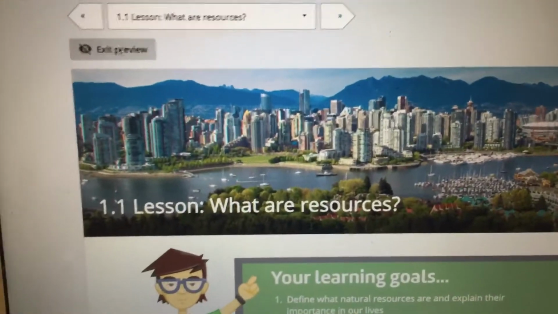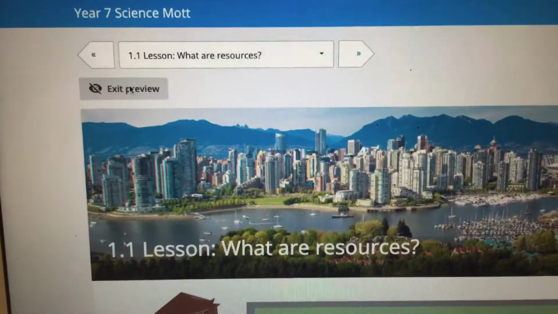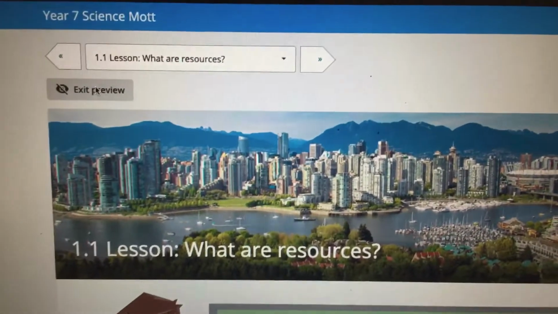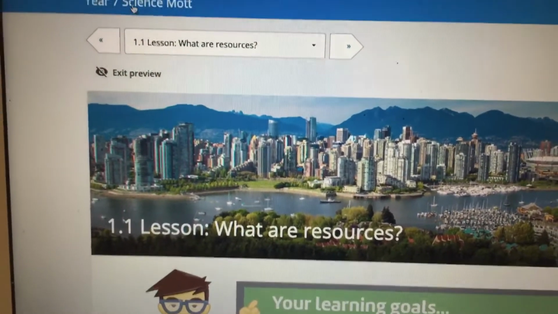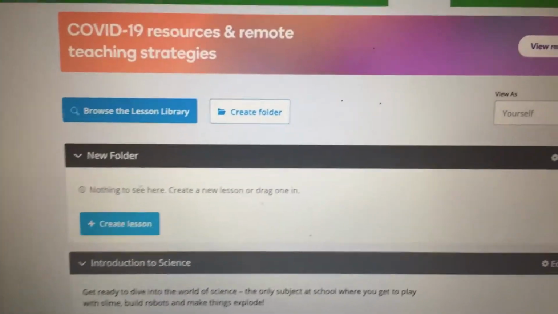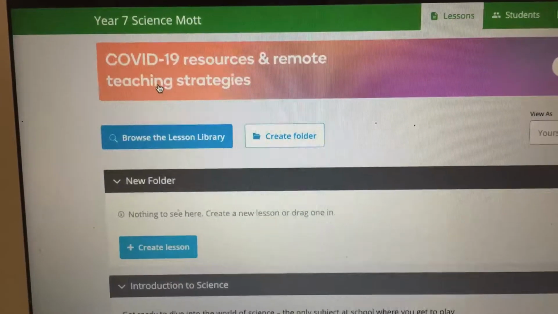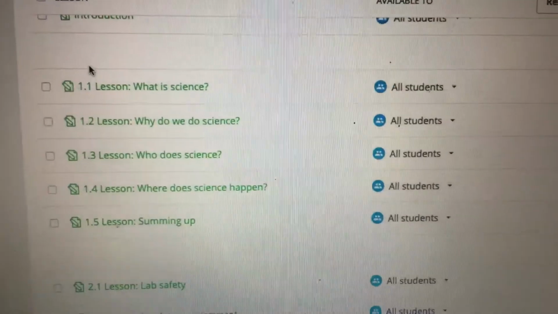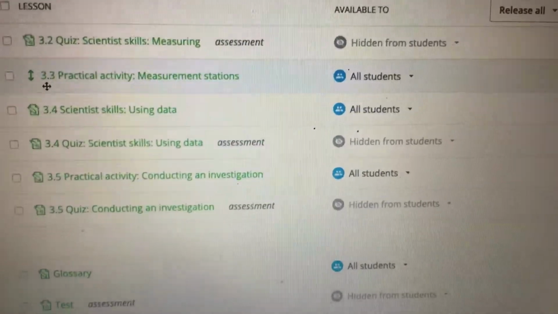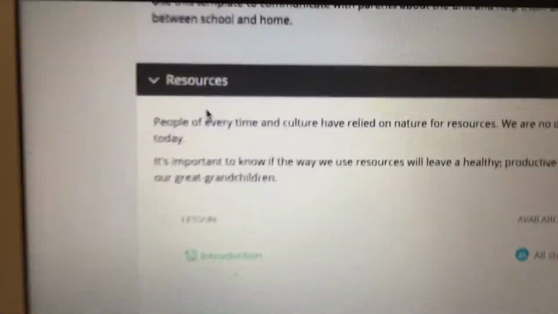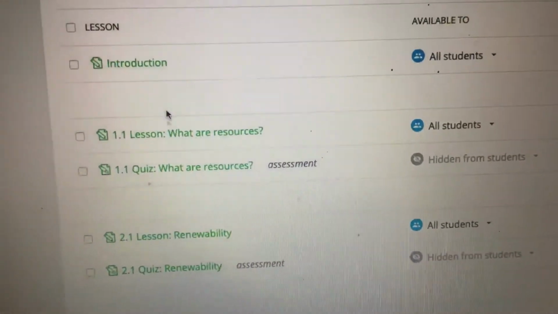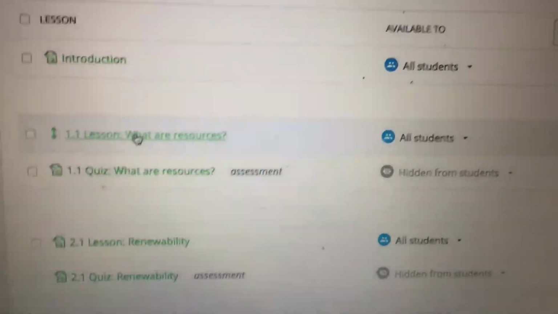So you'll need to log into Stile and then go to, that's the MOT class, but obviously OATS, you'll be in the OATS class. We're on Year 7 Science MOT, and I'll pan down where you would have seen the material we looked at in the last unit of work, which is the Introduction to Science. If you head down further, we look at the unit called Resources, and we want to go to lesson 1.1, what are resources?